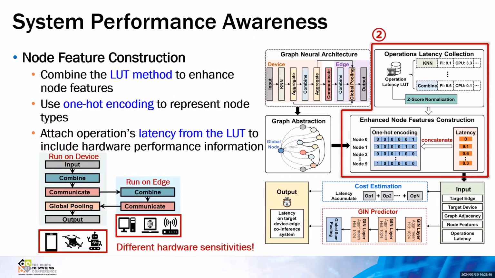For building the node features in the architecture graph, we combine the LUT method and one-hot encoding. Each node's features include two parts: the model structure, encoded with a one-hot scheme, and the approximate performance, measured by accumulating the latency of corresponding operations on the target platform, which is collected using a LUT. This approach significantly enhances the node features. It better integrates the hardware sensitivities of the target system into the graph.